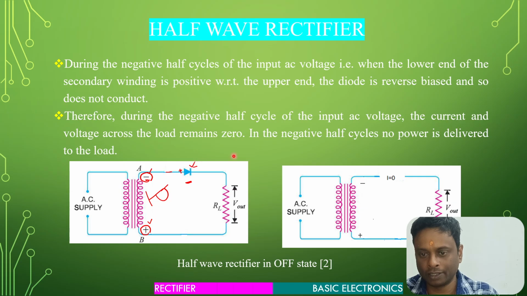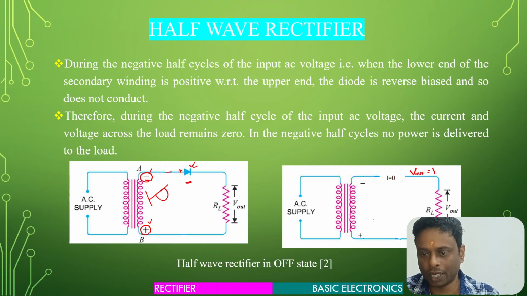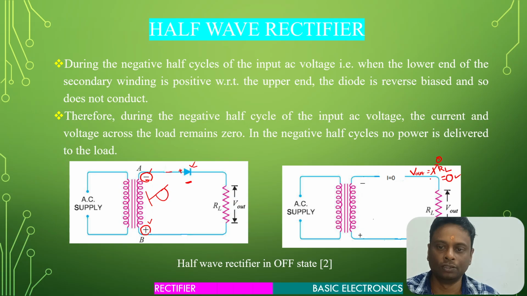You can see the diagram. Current equals 0. So this is an open circuit, and V out is also 0 because V out equals I into RL, and here the current I is 0. That is why V out is also 0. So we are not getting any voltage and current across the load.